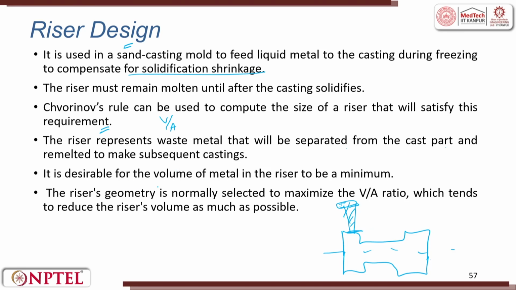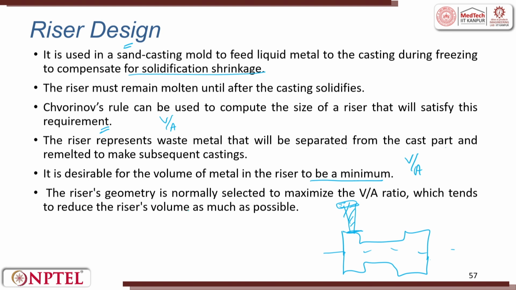It is desirable for the volume of the metal in the riser to be a minimum, because anyhow you are going to cut it. Though you say you are recycling it, it still needs energy to first cut it and then melt it. So, that is why we always try to keep this volume as low as possible. So, V by A. We try to keep the V as minimum as possible, but friends, keep in mind, once the volume goes low, the area goes high, then the solidification happens. So, you have to hit a trade off.